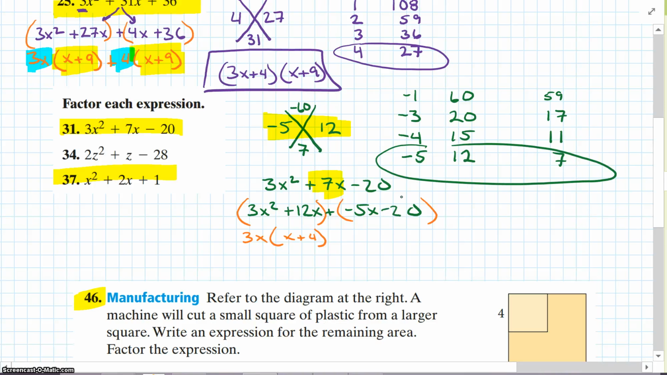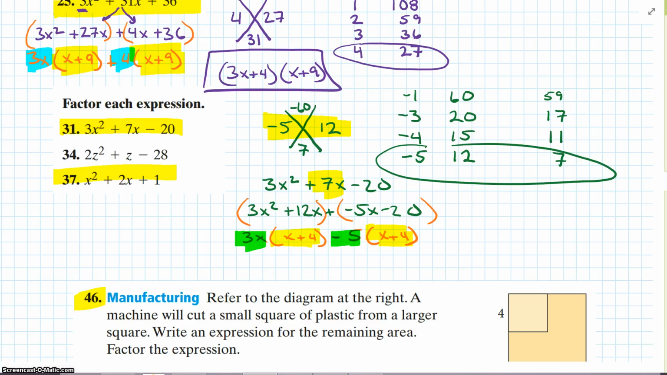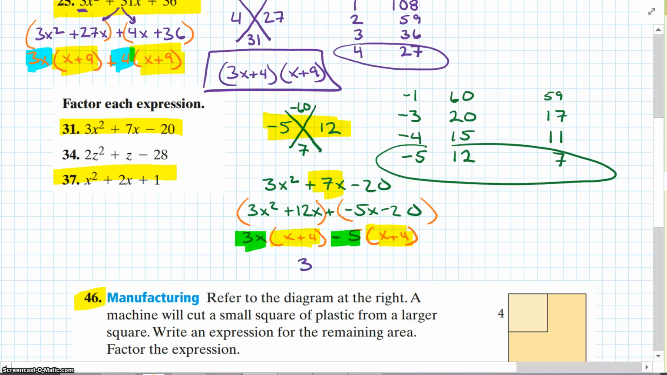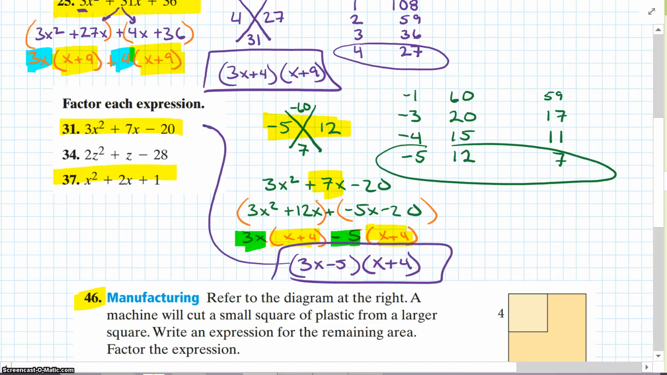I can factor out a negative 5, and I'm going to get x plus 4. Again, since the groupings are the same inside the parentheses, I can sum these and come up with my distributive property. So I can get 3x minus 5 times x plus 4. So that's number 31. All right, number 32.